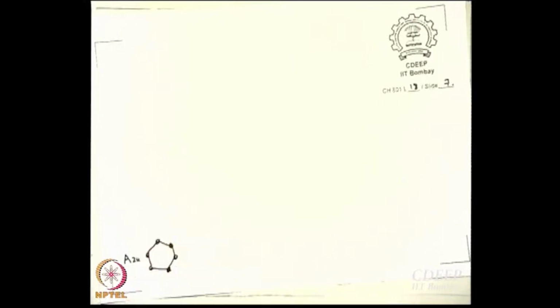Okay. What is the next one that we have worked out? B. So, B is what? B2U. B2U or G? B2G. We will come back to that later.